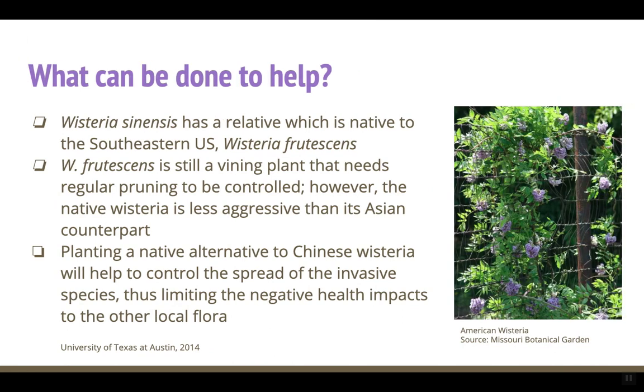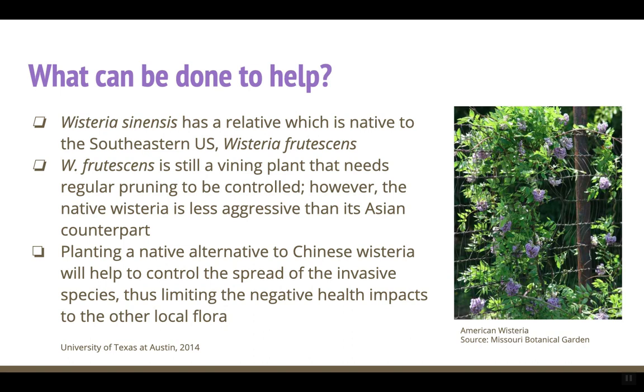Wisteria sinensis has a relative which is native to the southeastern United States, Wisteria frutescens. Wisteria frutescens is still a vining plant that needs regular pruning to be controlled. However, the native wisteria is less aggressive than its Asian counterpart. The blooms are not as plentiful on the native species, which means they do not have the same ability to shade out other, smaller plants, but this characteristic makes native wisteria less desirable than Chinese wisteria in landscaping.